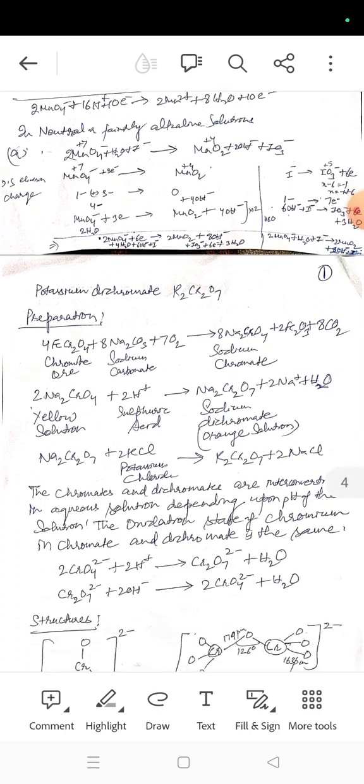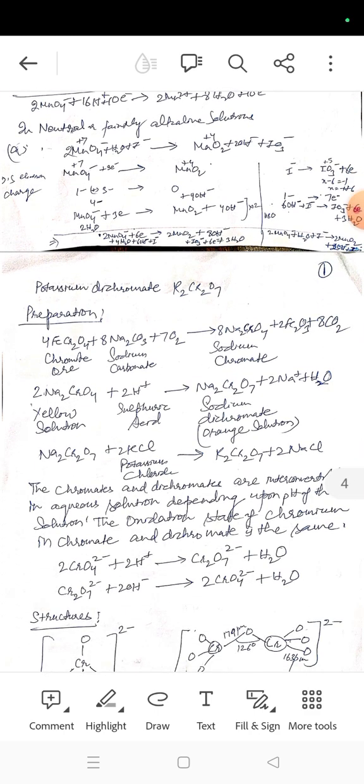equation. Then there is potassium dichromate, K2Cr2O7. Its preparation is from chromite ore, which on reaction with sodium carbonate and oxygen gives you sodium chromate, Na2CrO4. The yellow solution of sodium chromate in acidic solution gives you sodium dichromate, an orange solution, and then with potassium chloride it will give K2Cr2O7.